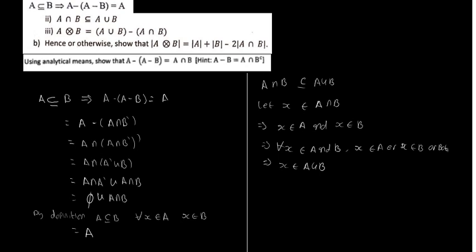Now, this then implies again that for each and every x that's a member of A intersection B, x is a member of A union B. Also, let y be a member of A union B. This implies that y is a member of A, or y is a member of B, or both.